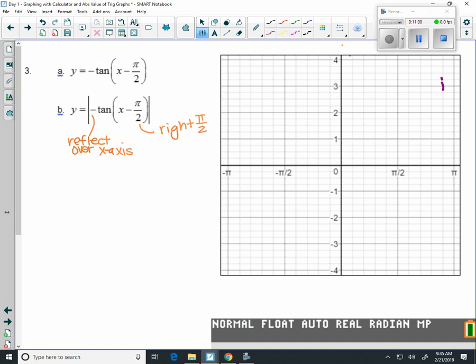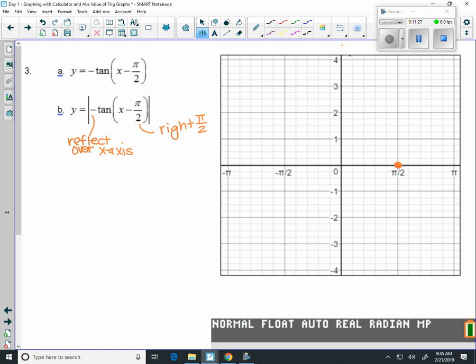So I'm going to move my full function from being centered at 0 to centered at pi over 2. You guys are being rude to me while you're being nice to each other. Just throwing that out there.